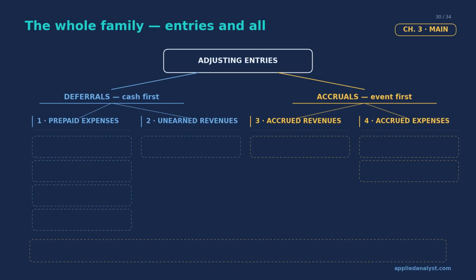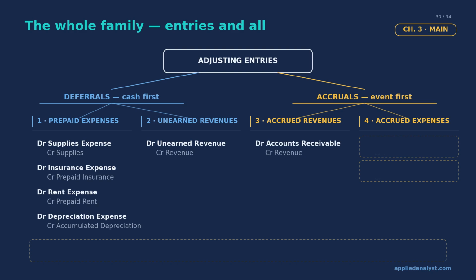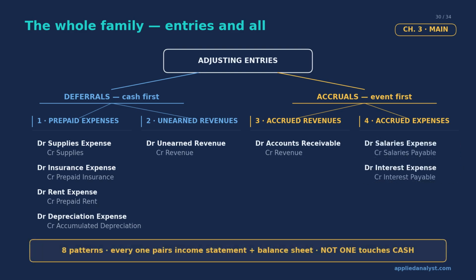Here's the complete map. The whole chapter on one screen. Deferrals, prepaid side. Supplies expense over supplies. Insurance expense over prepaid insurance. Rent expense over prepaid rent. Depreciation expense over accumulated depreciation. Deferrals, unearned side. Unearned revenue over revenue. Accruals, revenue side. Accounts receivable over revenue. Accruals, expense side. Salaries expense over salaries payable. Interest expense over interest payable. 8 patterns. 1 page. Every single one pairs an income statement account with a balance sheet account, and not one of them touches cash. Freeze frame this before any exam. Then prove you can rebuild it from the 2 branches, cash first or recognition first.